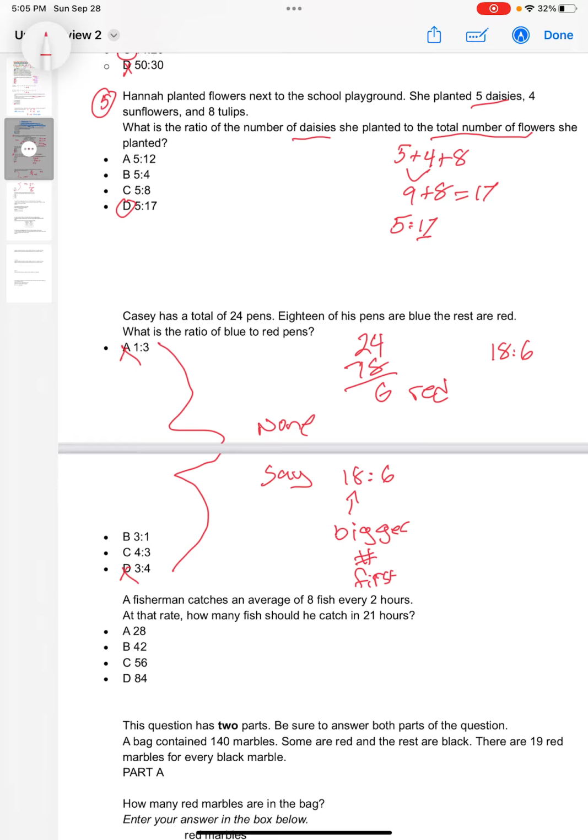Well, if we look at B, 3 to 1, what times 3 is 18? Well, that's 6. So if I multiply both by 6, I get 18 to 6. So it's B. 4 doesn't go into 18, so it doesn't work.